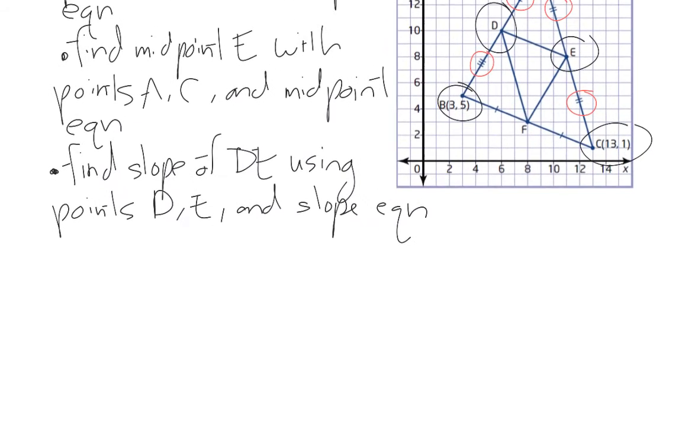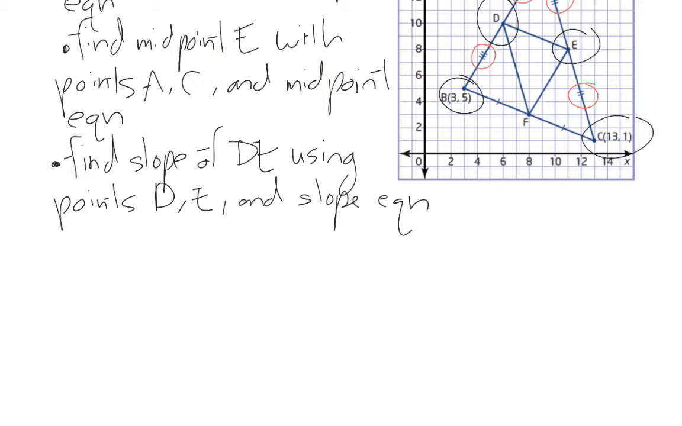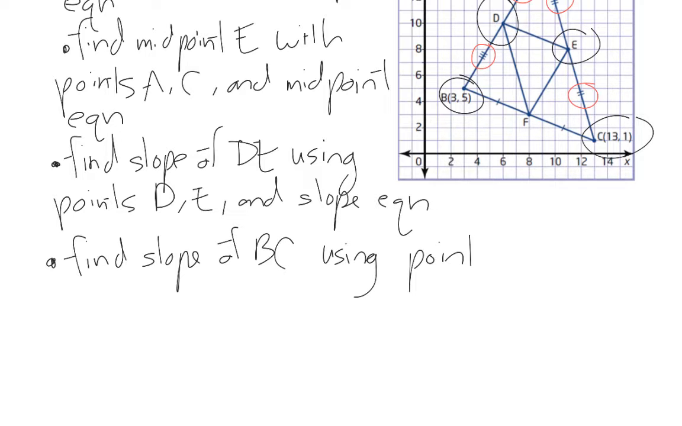Our last step is going to be very similar, and I'm going to write: find slope of BC using points B, C, and slope equation. And last but not least, finding these values isn't good enough.